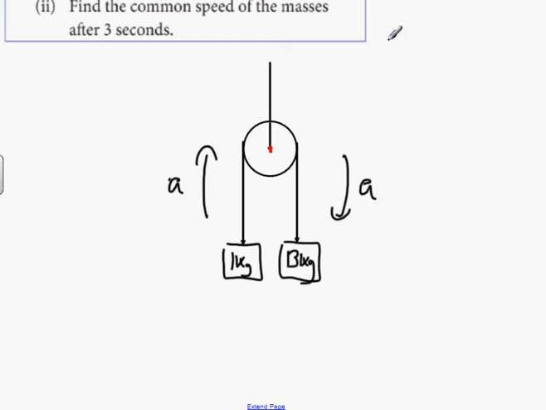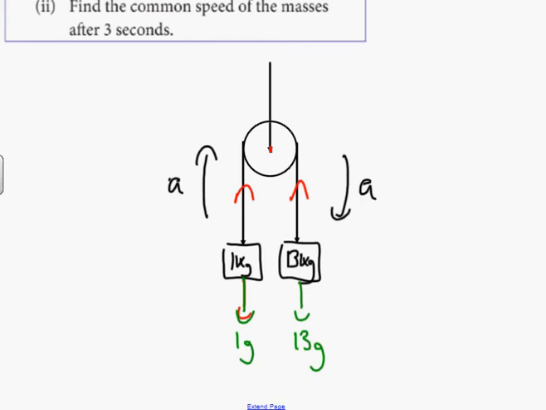Now, what works against it in both cases? Can anybody tell me what's working against their weight? The weight of the 1 kilogram mass is 1g. The weight of the 13 kilogram mass is 13g. What force works against that? We call it T. The tension in the string works directly against it.